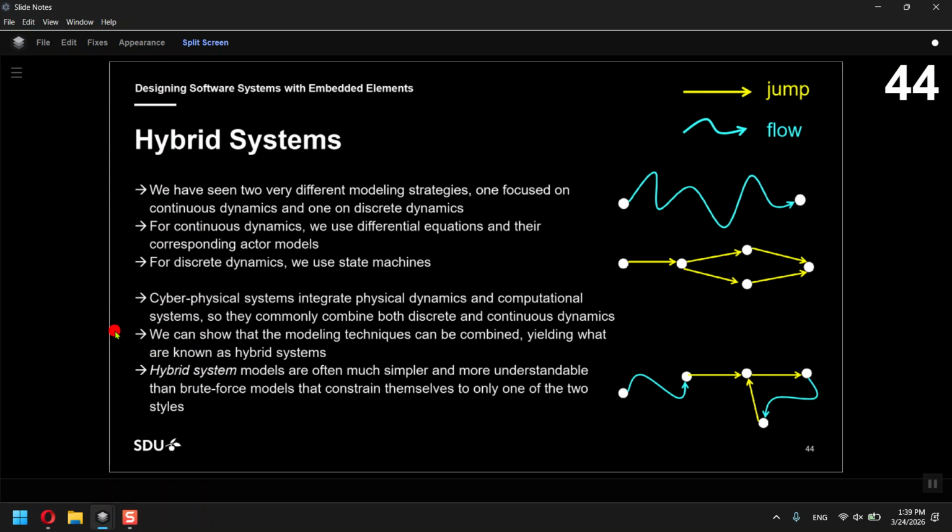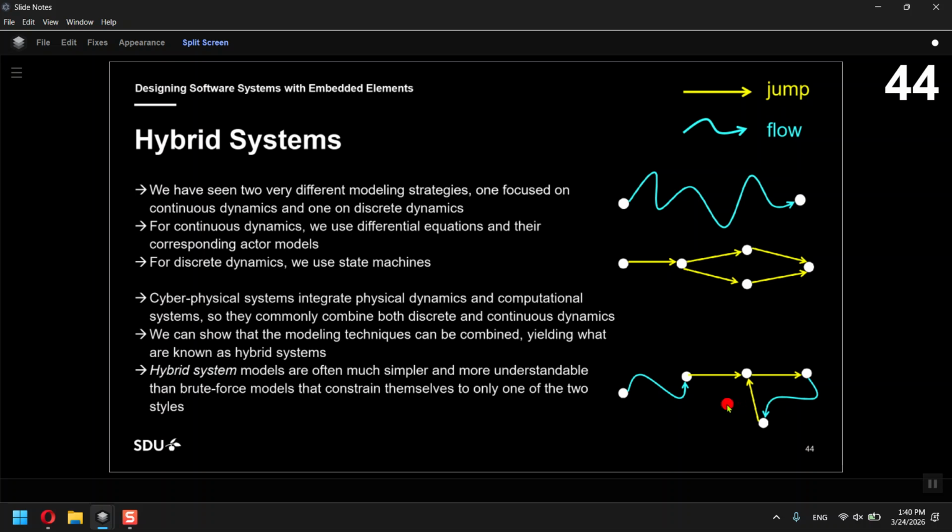Meaning that the red ones model the continuous part, and this is the discrete part with jumps. Most systems will exhibit a hybrid behavior. Most often what you will see is that they have continuous behavior, but they will change from state to state.